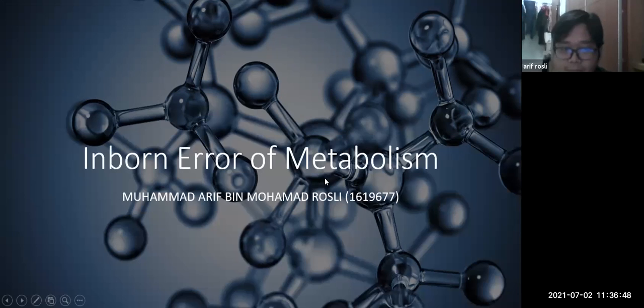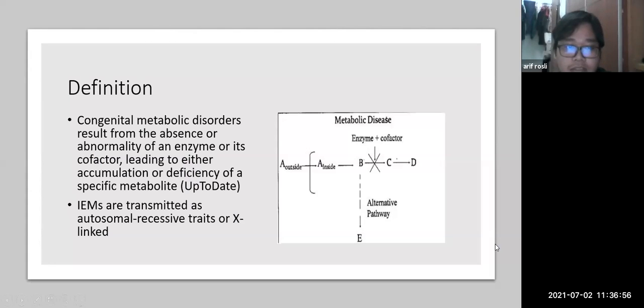So, continue on my part. Assalamualaikum warahmatullahi wabarakatuh. My name is Muhammad Arif and I'll be presenting on inborn errors of metabolism. Next. So inborn errors of metabolism is a congenital metabolic disorder resulting from absence or abnormality of an enzyme or its cofactor, which leads to either accumulation or deficiency of a specific metabolite. IEMs are usually transmitted by autosomal recessive or X-linked inheritance.